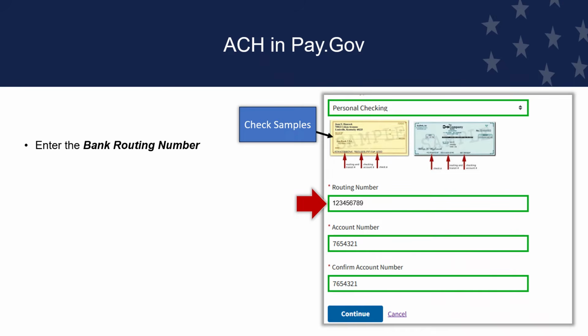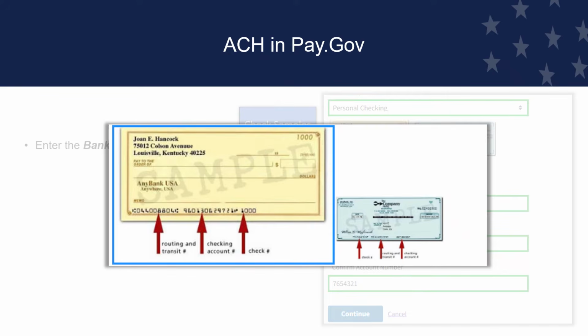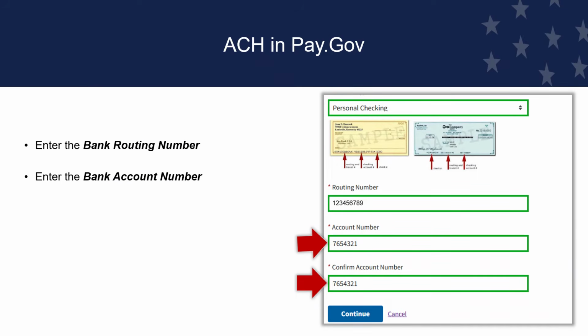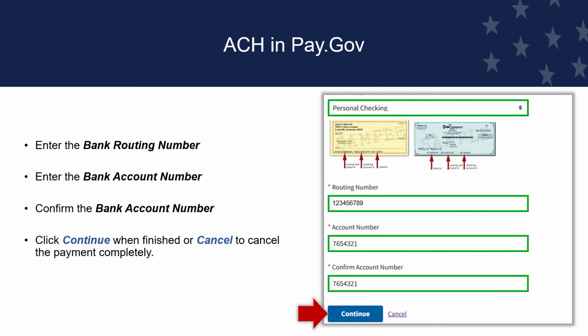In case you need assistance with locating the routing number and account number, the system has provided check samples. Simply click the check sample to view a larger version. Next, enter and confirm the bank account number. Click Continue to proceed with the payment, or if you wish to cancel the payment completely, click Cancel.